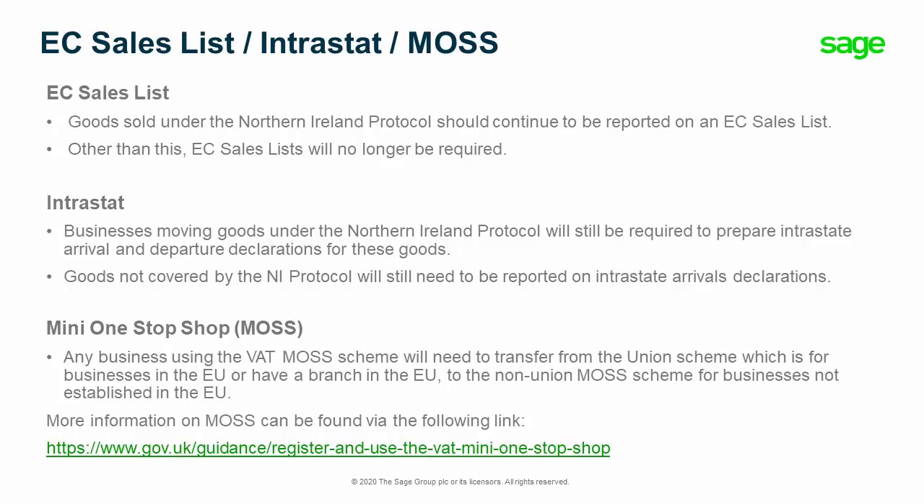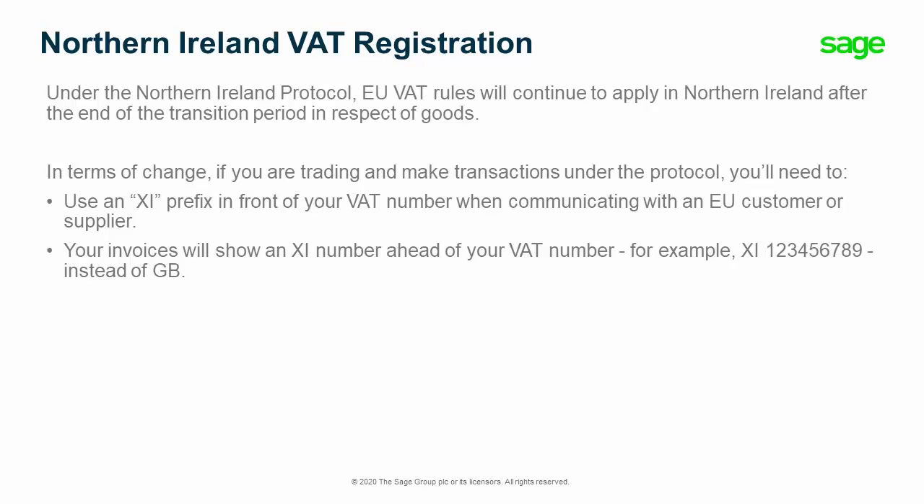Then we have Mini One-Stop Shop or MOS. So any business using the VAT MOS scheme will need to transfer from the Union scheme, which is for businesses in the EU or have a branch in the EU, to the non-Union MOS scheme for businesses not established in the EU. If you want more information on MOS, you can find it via this link you can see on screen.